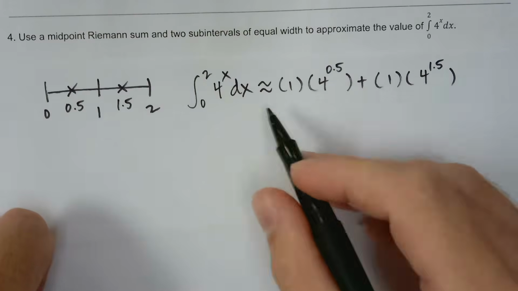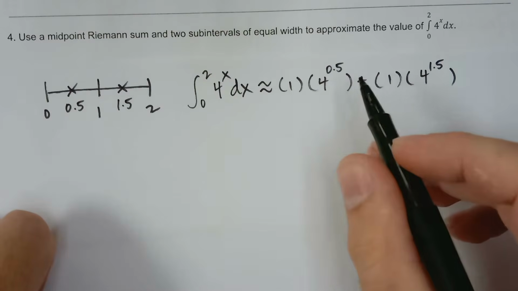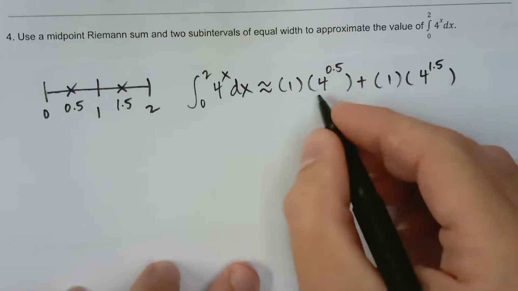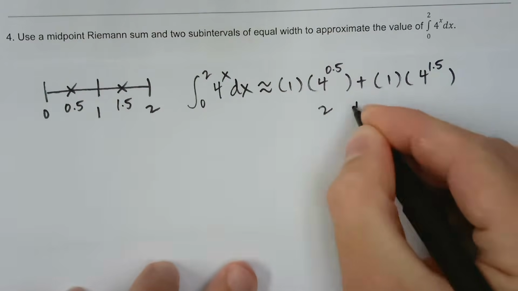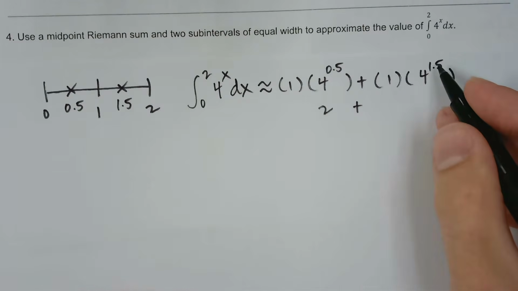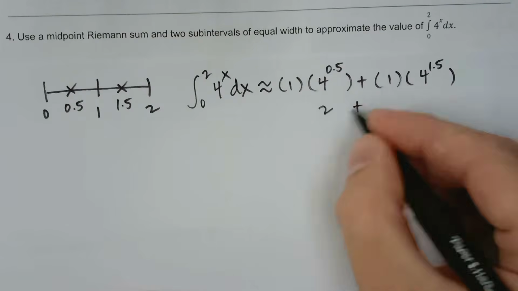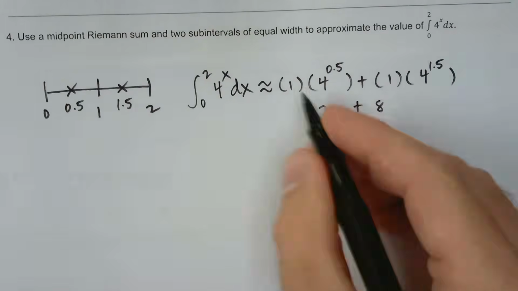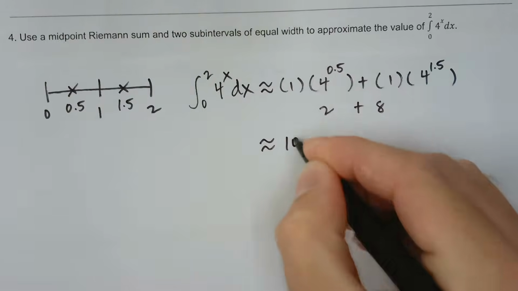But if I was going to ask you this question, it would be multiple choice, and you would need to be able to figure out that 4 to the half power is the square root of 4. So that's 2, plus 4 to the 1.5. Well, that would be 4 to the 3/2 power. You take the square root and then cube that. 8. Okay, so 2 plus 8 is going to be 10. So this is approximately equal to 10.